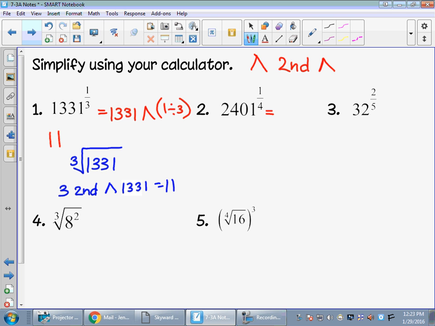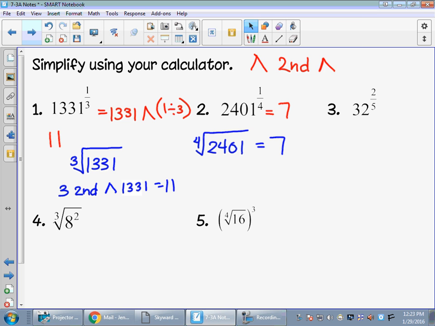Okay, so for number 2, if I type that into my calculator using the exponent, 2,401 raised to the 1/4 power, you should get 7 as your answer. If you want to convert it to a radical, it's really asking for the 4th root of 2401. And when you type into your calculator that way, you should also get 7. So just practice the calculator strokes. It's so important that you communicate with your calculator the right way.